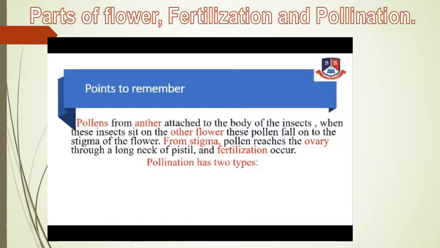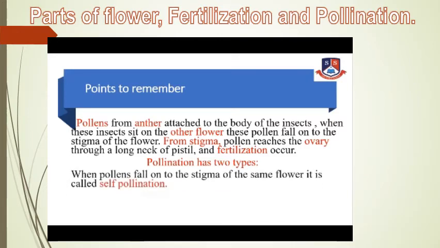How many types of pollination are there? There are two types of pollination: self-pollination and cross-pollination. What is self-pollination? When pollens fall on the stigma of the same flower, it is called self-pollination.